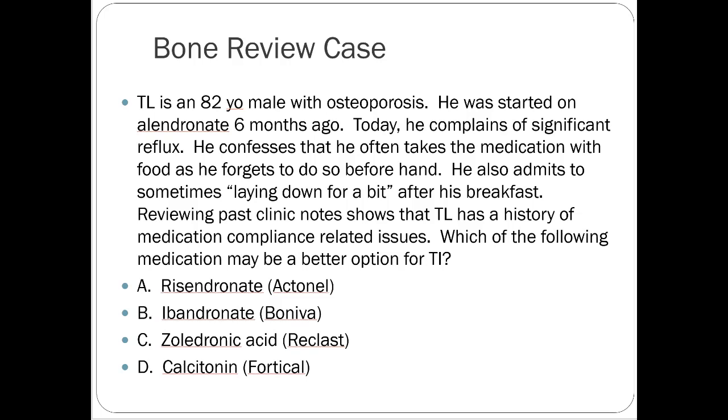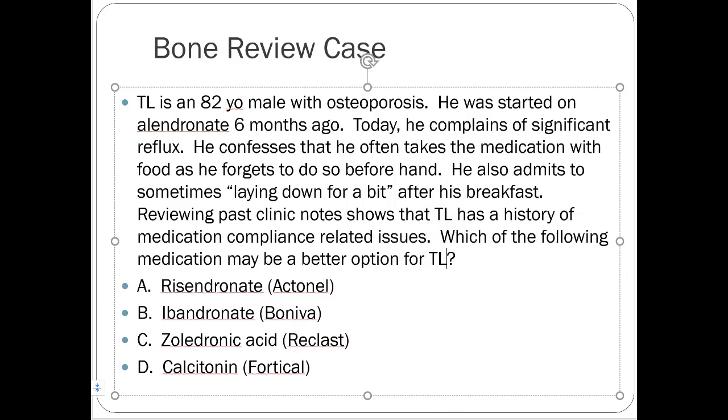All right, first a review of bone mineral density information and a case to go along with that. So here we have TL, 82-year-old man with osteoporosis, started on alendronate 6 months ago. He complains of significant reflux, confesses that he often takes medication with food as he forgets to do so beforehand, also admits to sometimes laying down a bit after his breakfast. Reviewing his clinic note shows he has a history of medication compliance related issues. Which of the following medication may be a better option for TL? TL, not the rapper, the patient in this case.